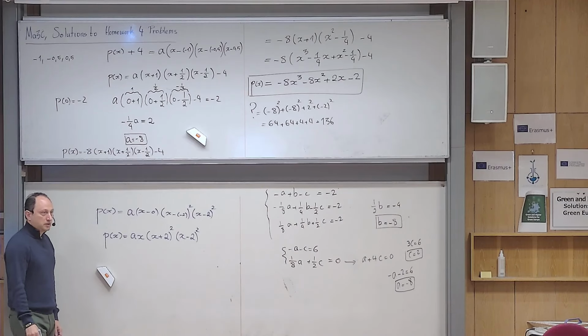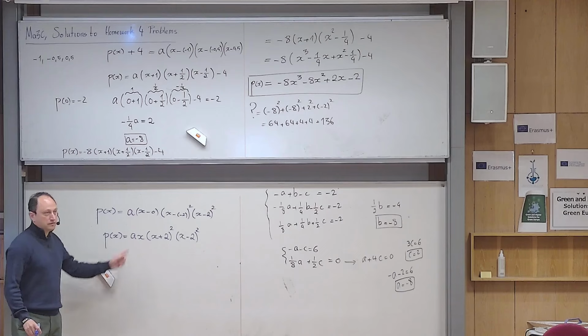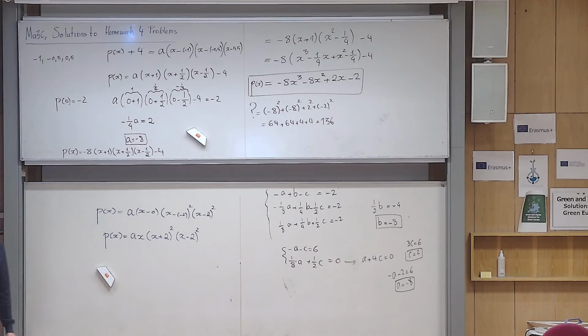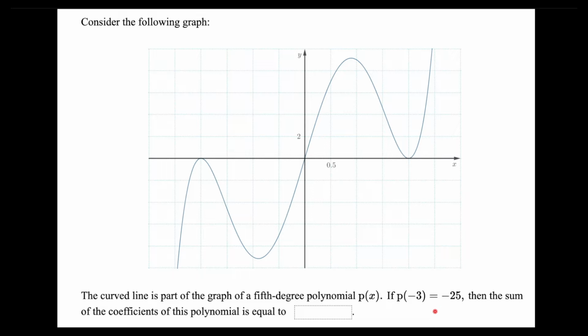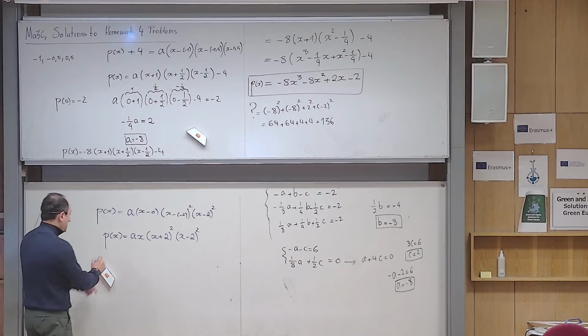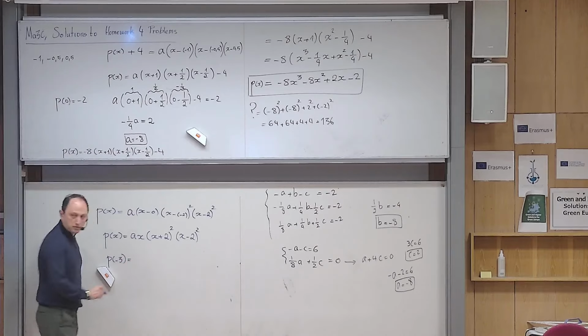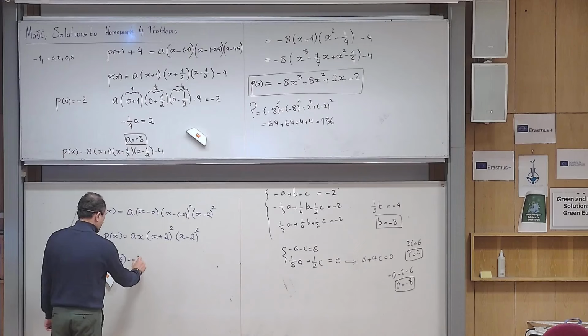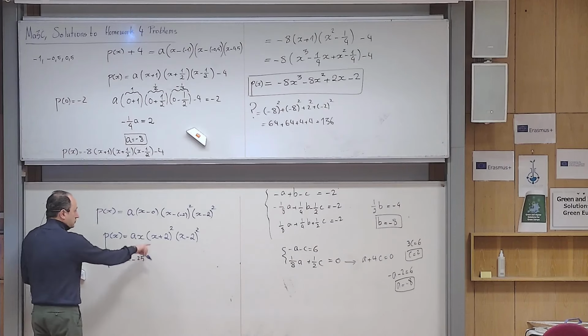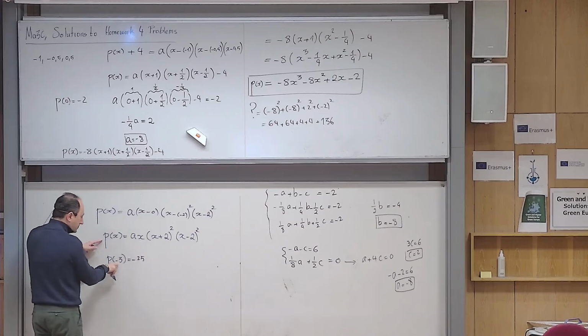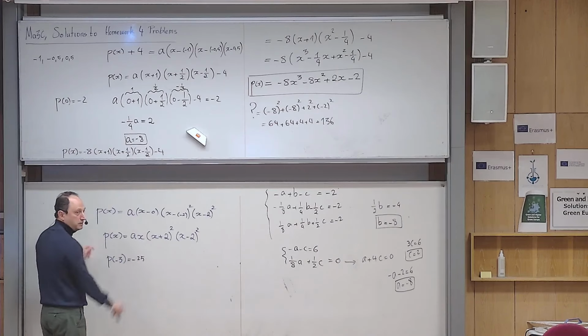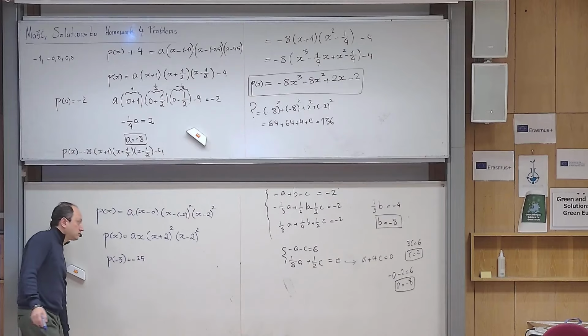Yes? But now, can I find this last piece of information? Last piece, missing piece? Yes, because an extra piece of information given to you in the problem is p of minus 3 is minus 25. So what does it mean? It means that if you go to your p, replace x with minus 3, the output will be minus 25. So let us do that.